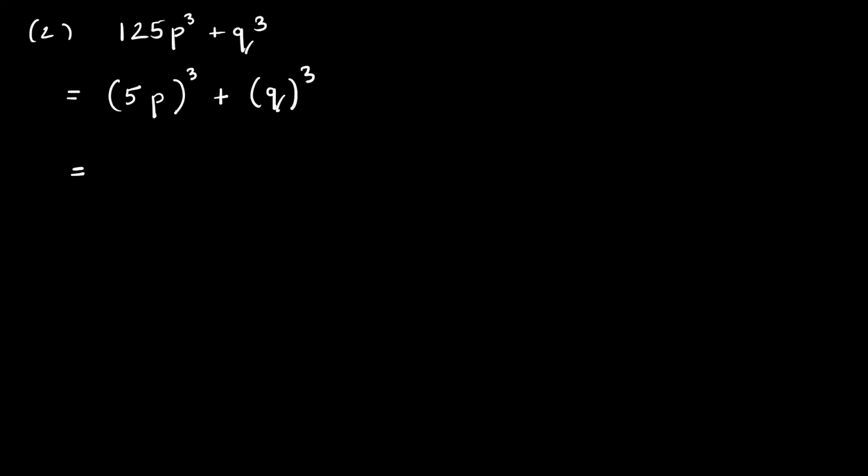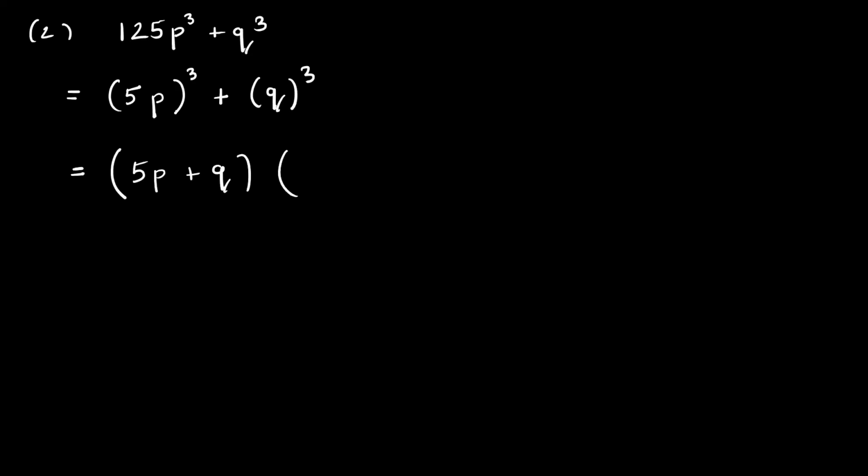A plus B the whole bracket, A square minus AB plus B square. Wrong. Tell me one more time, your voice was cutting. A plus B the whole bracket, A square minus AB plus B square the whole bracket. Correct. So now here, can you tell me what will come in the first bracket? 5P plus Q.